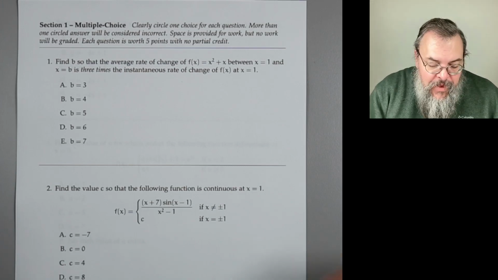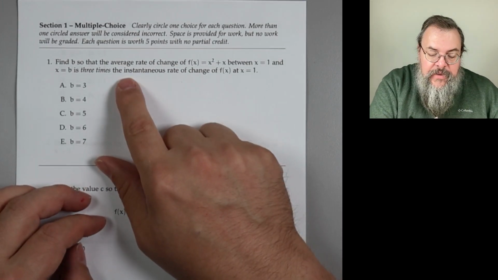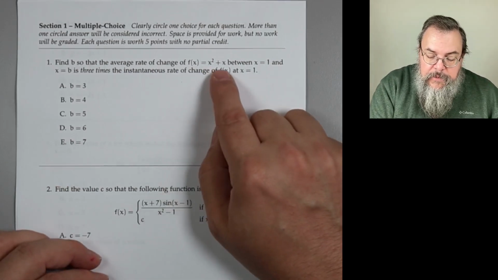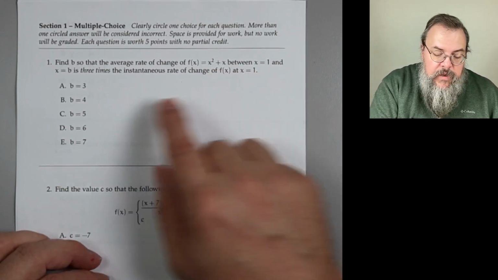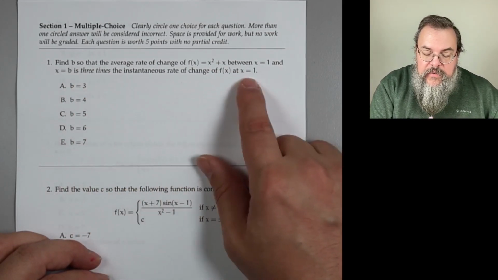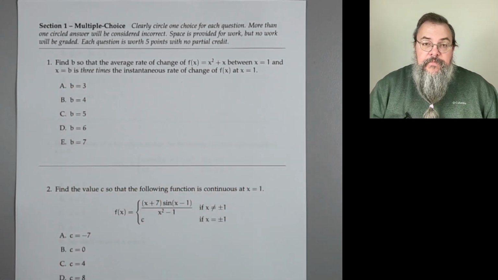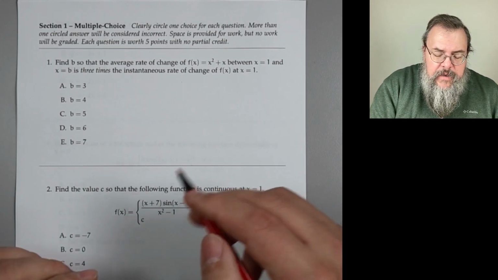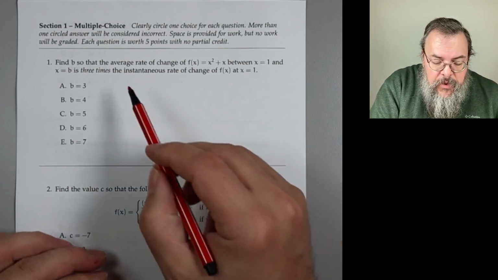Number one, find b so that the average rate of change of f of x, which is x squared plus x, between x equals 1 and x equals b, is 3 times the instantaneous rate of change of f of x at x equals 1. All right, this one is a little bit more than maybe you might expect, a multiple choice problem, but not too bad. We have a couple of things.